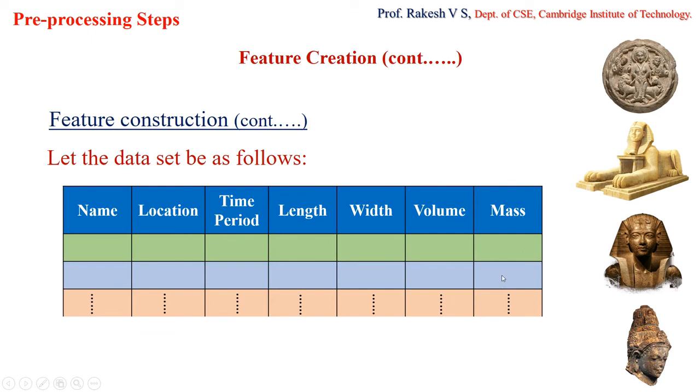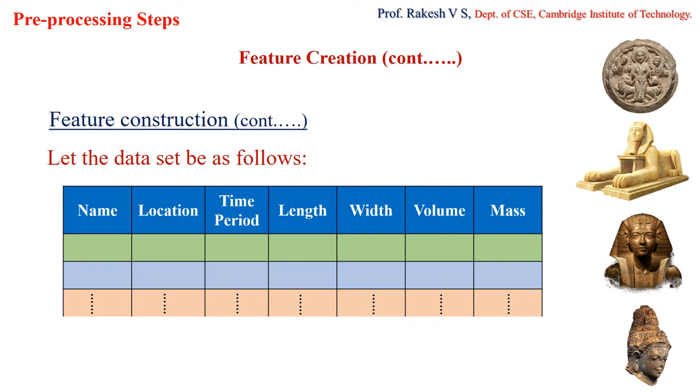Now, suppose the problem here is to classify the artifact with respect to the material with which these artifacts are made. Consider this artifact: is it made up of wood or clay or gold, etc.? So now I have to classify these artifacts based on that particular property. But when I see this data set, I don't have that property which specifies whether it is made of that particular material or not. In such a case, I'll try to make use of any of the attributes present here and construct a new attribute which would directly or indirectly give an idea of what material it is made up of.